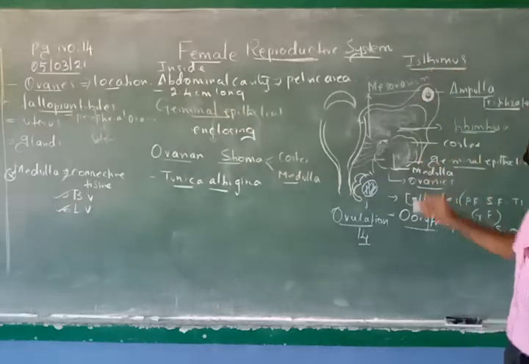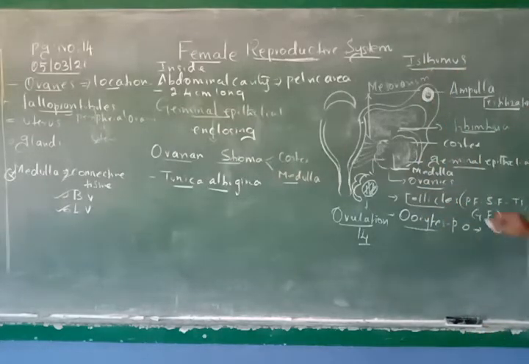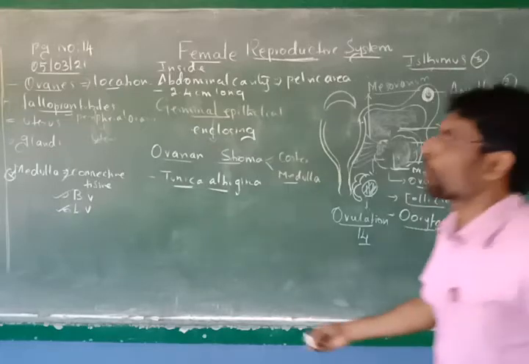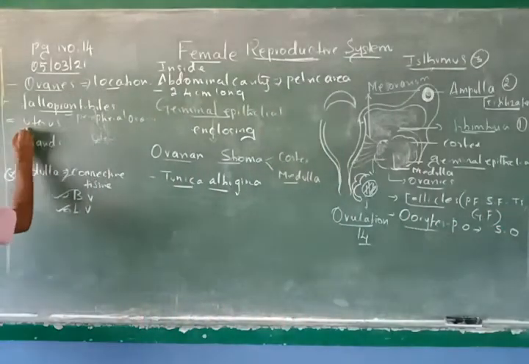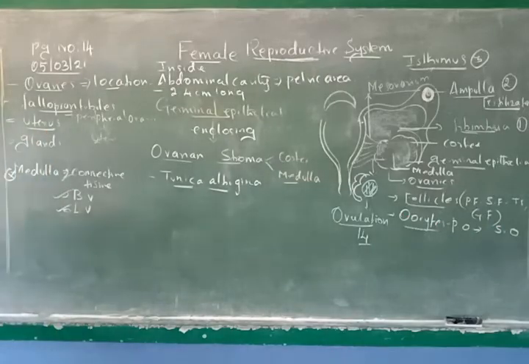Okay. So these are all the parts that we have studied in the fallopian tube. Number one is called fimbriae, second one is called ampulla, and the third one is called isthmus. So these are all about the fallopian tube. And the second one is the uterus. Last one, third one is the uterus.